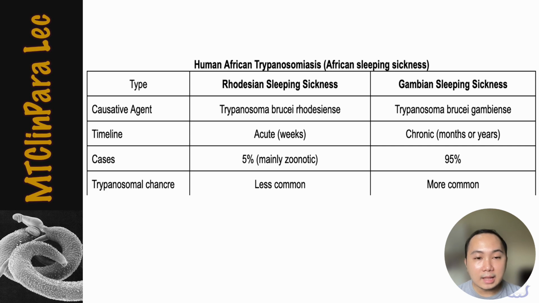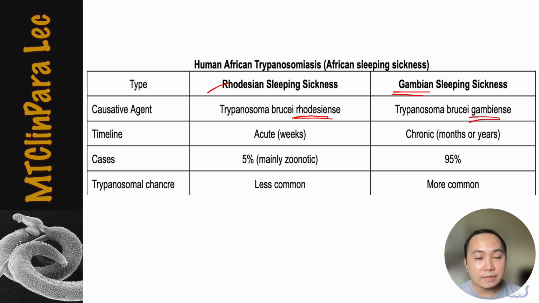So this is a table that I actually included in your outline. So kindly take note of the causative agent for each particular cause of African sleeping sickness. For Rhodesian, the causative agent is Rhodesiense, based on the species name. For Gambian, this is associated with Gambiense, of course.